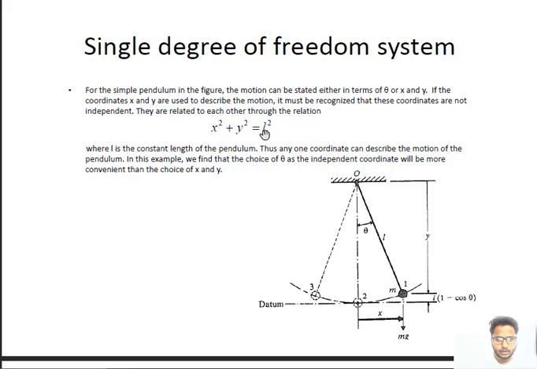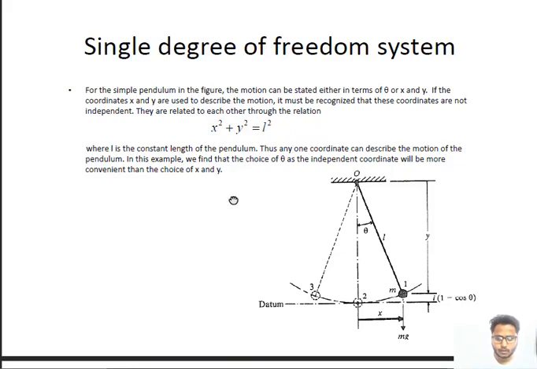So this x and y are related with this equation, so x is depending on the y, where L is the constant length of the pendulum. Thus any one coordinate can describe the motion of the pendulum in this example. The motion of this mass is only dependent upon the one coordinate, that is x, or we can choose y, then x is dependent. If we choose x as independent, then y will be the dependent variable. So there is only one independent variable for this motion.